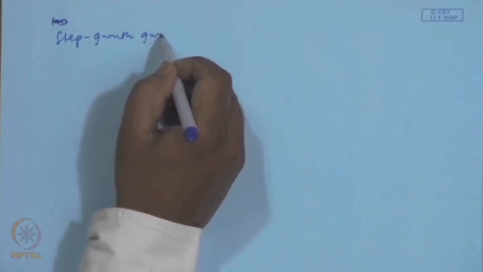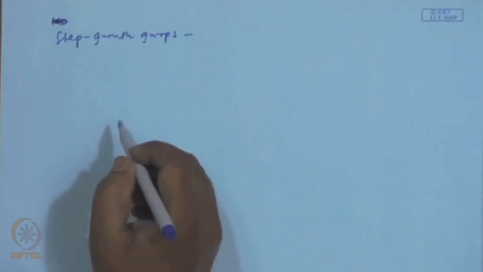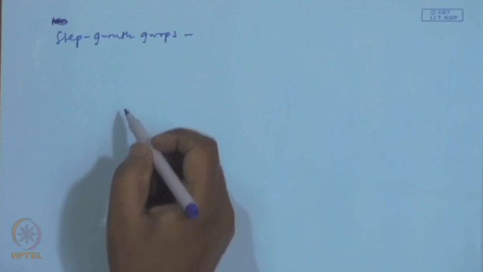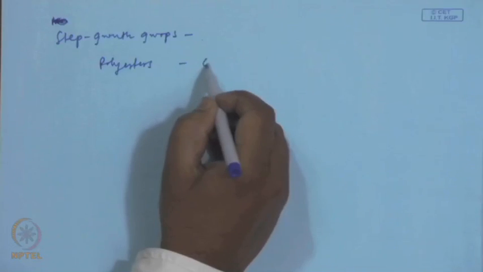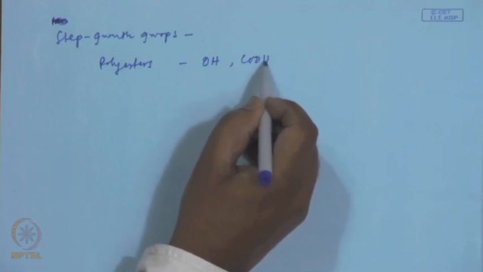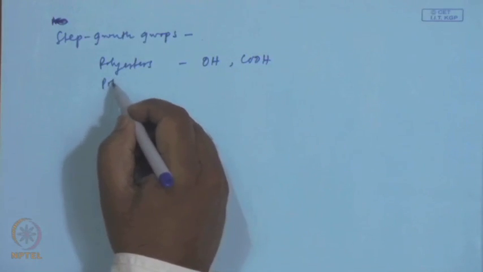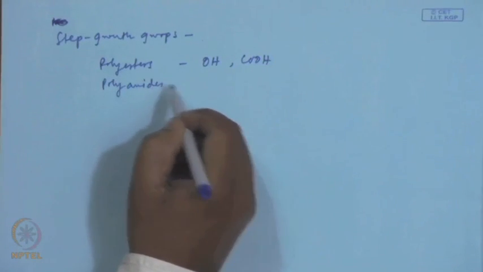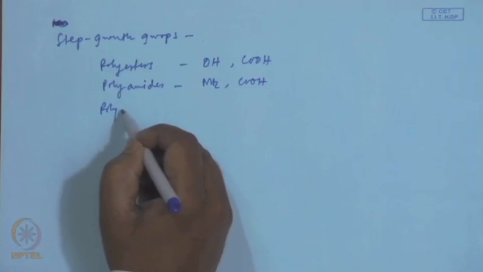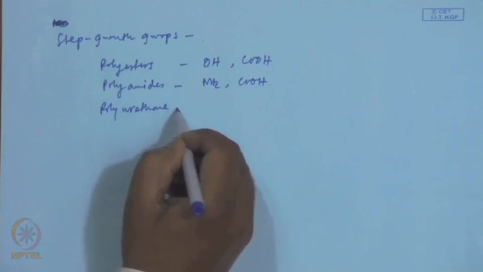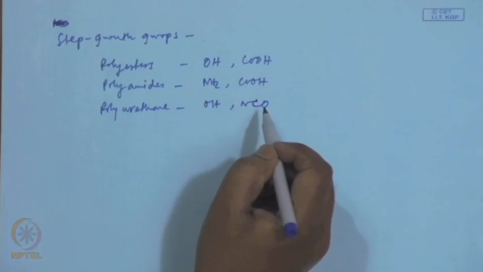Typically this method is applied to step growth polymers, because we know step growth polymers produce functional end groups at the ends. For example, polyester has OH and COOH groups, so we can determine these groups titrometrically or spectroscopically. Polyamides have NH2 and COOH groups, or polyurethane. So, these are groups that can be determined significantly.